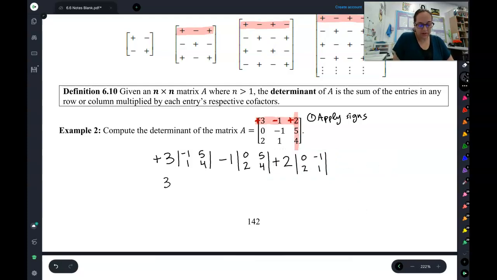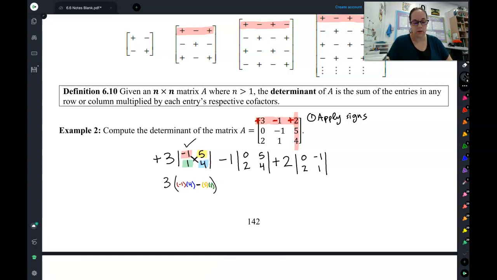So now I can take a positive 3, and in here I'm going to find the determinant of this. But hey, that's a 2 by 2. I know how to find the determinant of a 2 by 2. I've got A, B, C, D. And I do my first diagonal. So negative 1 times 4 minus my second diagonal, 5 times 1. So this one, check. I found that determinant. I can calculate that all with a calculator now.